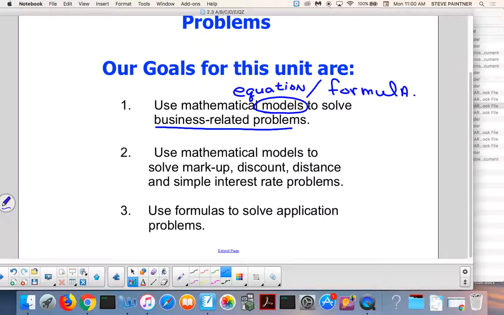Use mathematical models to solve what? Markup. And that's today, by the way. Distance problems, simple interest problems, those come later this week, okay? Use the formulas to solve application problems, that's later this week. This is us. Today, we go here. All right, ready? Here we go.